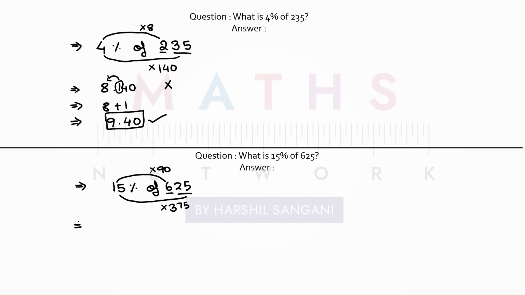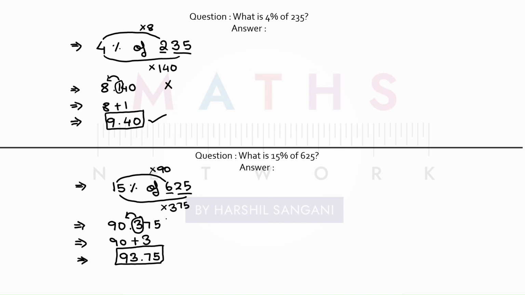So here guys, when we repeat the procedure we get 90.375. Here also we see that there are 3 numbers after the decimal, and this is not the correct answer. So what do we do? We take the tens digit and add it to the ones digit. So what do we have? 90 plus 3. Thus guys, this gives us our correct answer, that is 93.75.